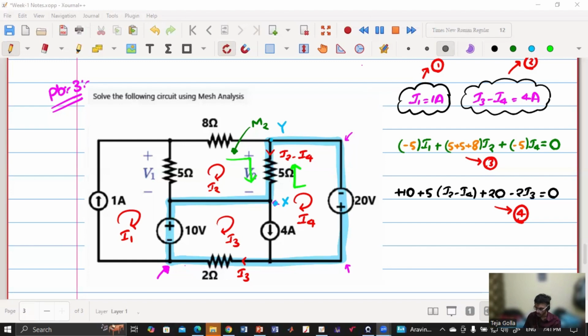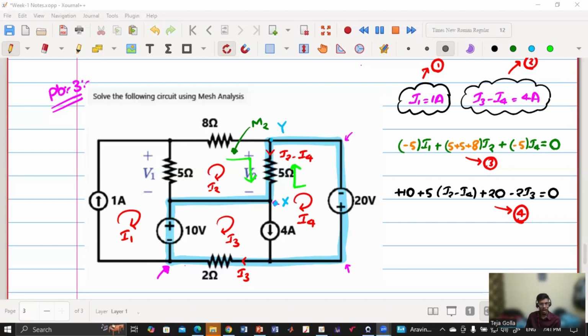So Gokul, in equation 4, we have not used the mesh concept. No, we have not used the mesh concept. Actually, you can use the mesh concept, but it will not be so straightforward, so I have directly written the KVL, because it would be easy to consider in this way. Sir, Gokul says we are considering clockwise, so I4 minus I2.